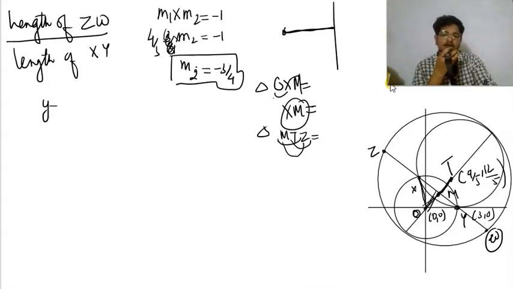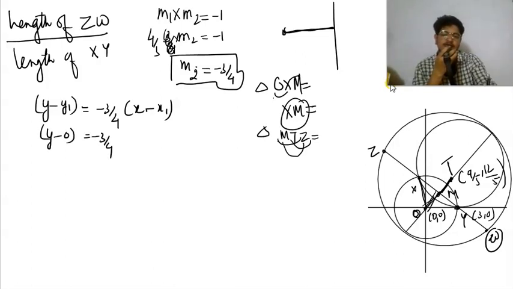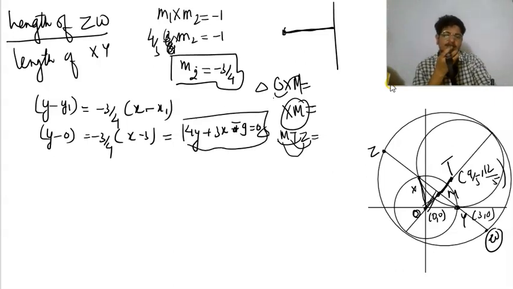Now y minus y1 is equal to m times x minus x1, with m equal to minus 3 by 4. Since it is passing through 3 comma 0, we can write y minus 0 is equal to minus 3 by 4 into x minus 3. If I solve this, I get 4y plus 3x minus 9 is equal to 0. We have found the equation of this line zw.